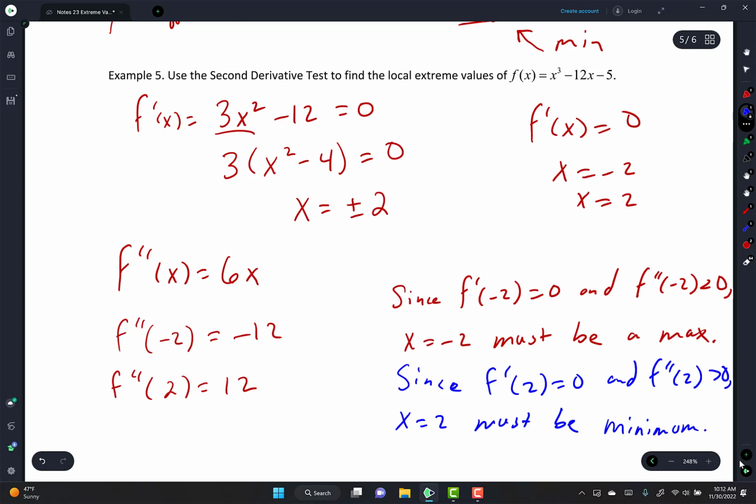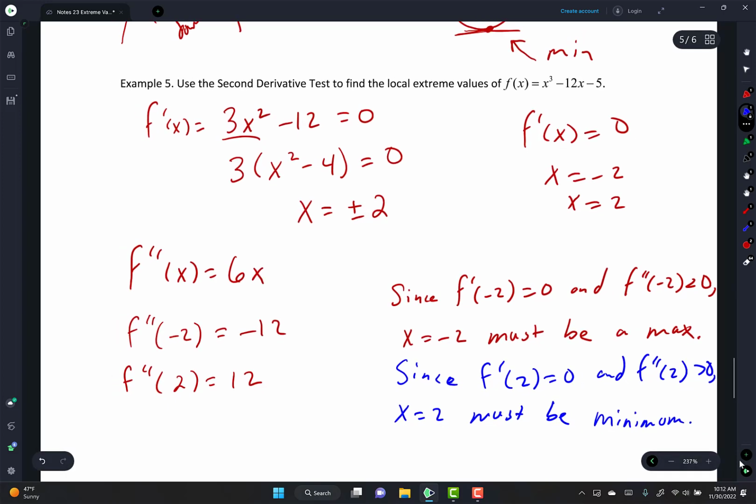Does that make sense? All of them are local. They're not necessarily absolute, but all of them are local. Does that make sense so far? Okay, where did I lose you, miss?